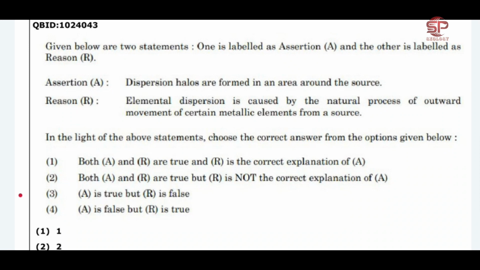Dispersion halo means there is an absence of element like thing, formed in an area around the source. So it is something you will study in geochemical exploration. When you see an element with a particular source to displace it, there is a concentration.